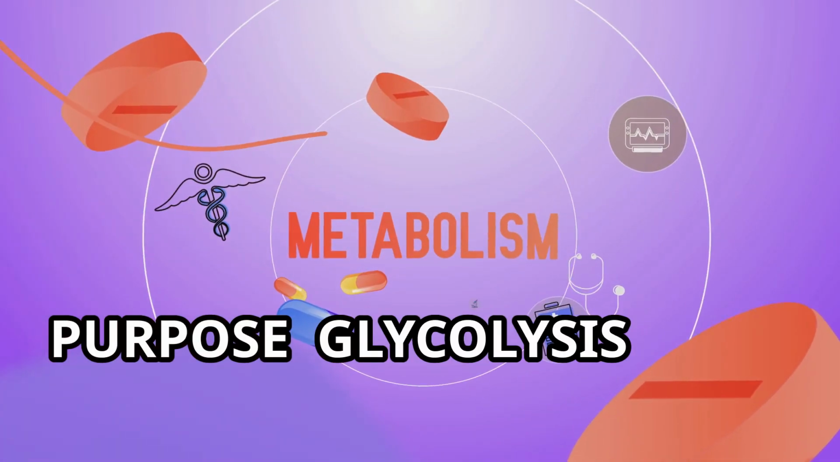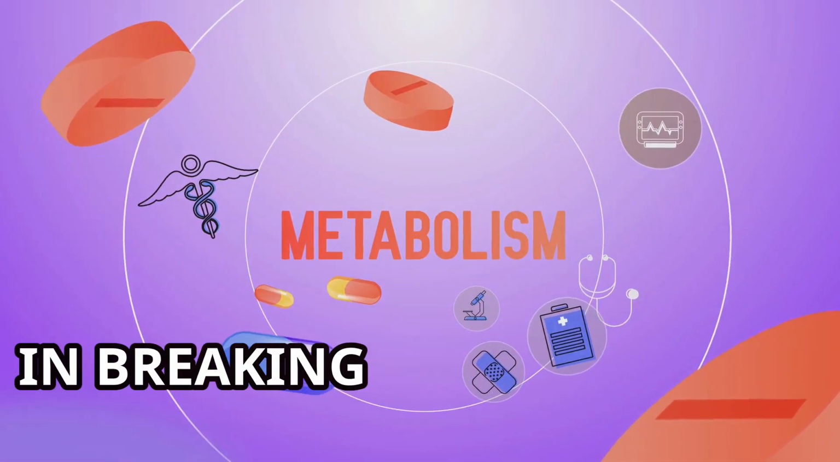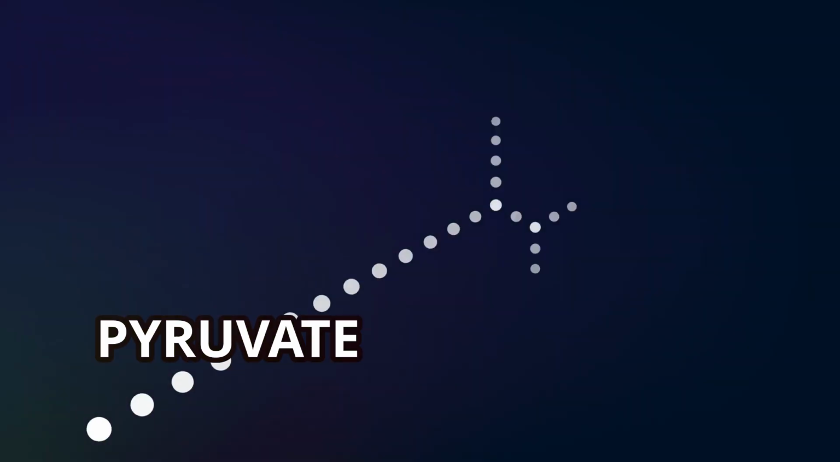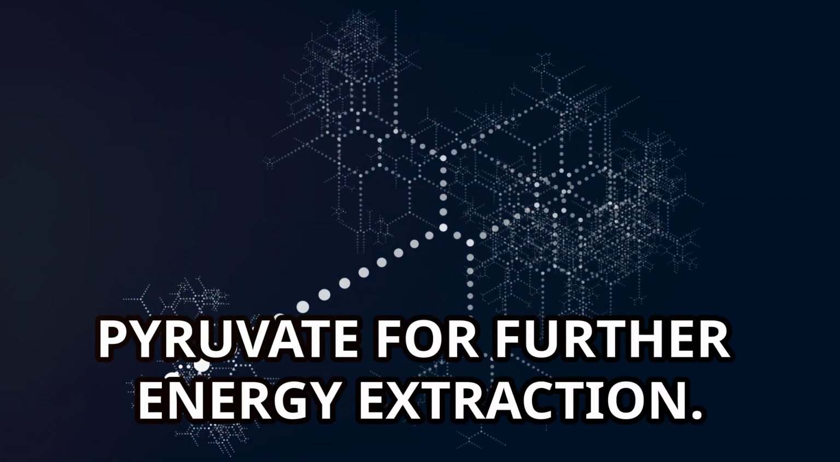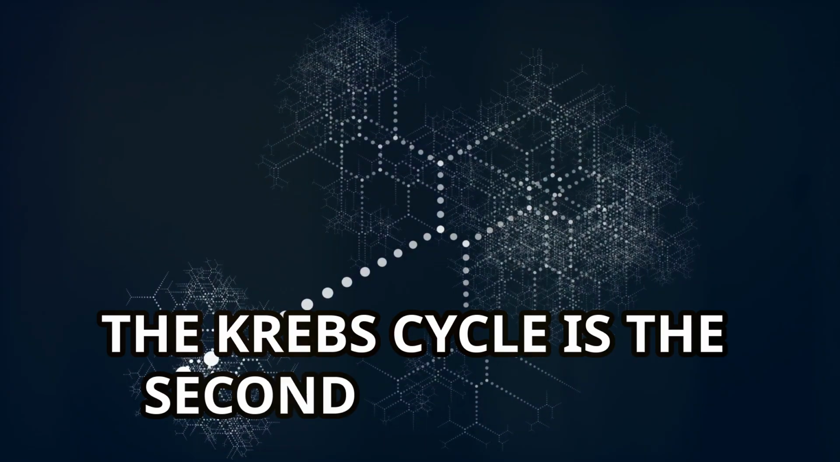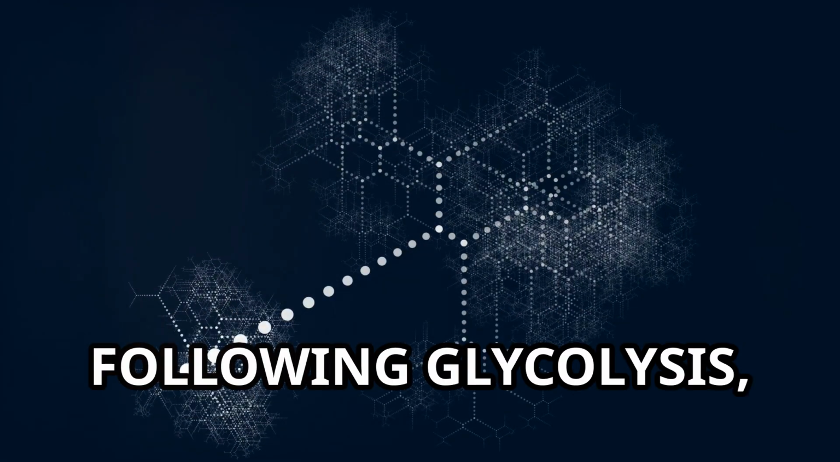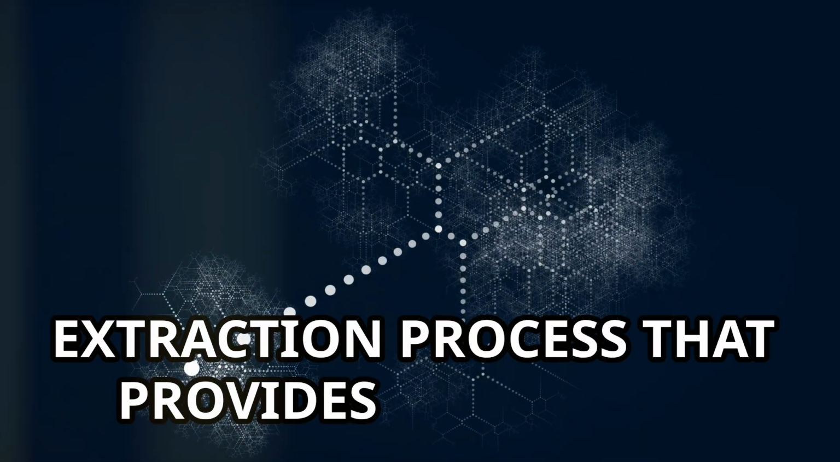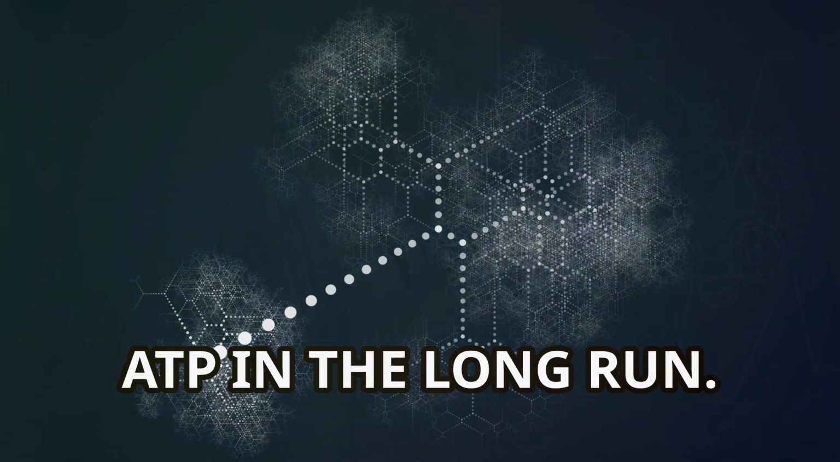6. Purpose. Glycolysis is the first step in breaking down glucose, providing energy quickly and creating pyruvate for further energy extraction. The Krebs cycle is the second major step following glycolysis and is part of a more efficient energy extraction process that provides much more ATP in the long run.